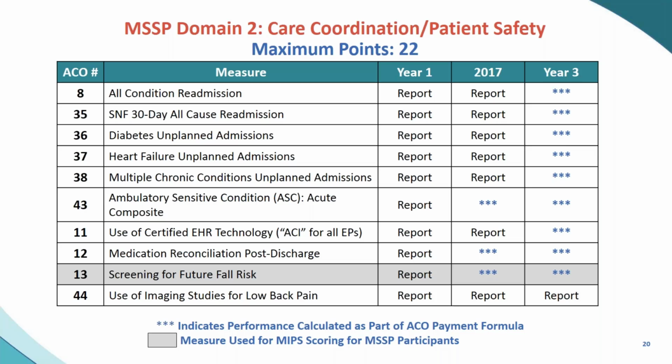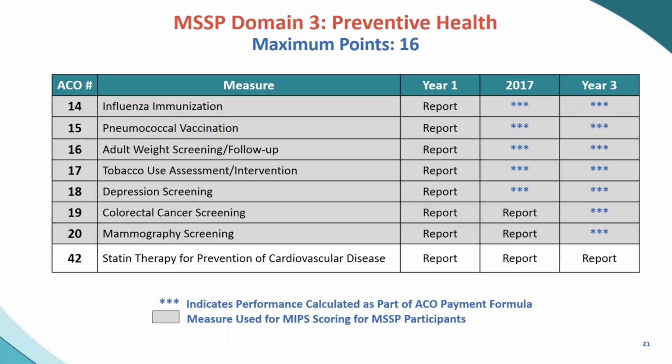Now, if you look at number 13, screening for future fall risk, that is the first ACO measure that is used to establish your MIPS quality score. Now, as you get into preventive health, there are a whole bunch of them. Almost all the preventive health measures are ones that go into the MIPS scoring. So it's flu, pneumococcal, BMI, tobacco use, depression screening, colorectal, and mammography are all wrapped up in what is developed as the ACO's MIPS score, okay?